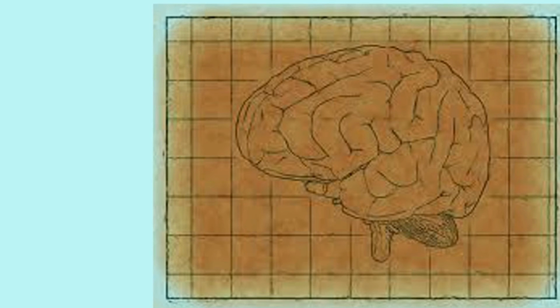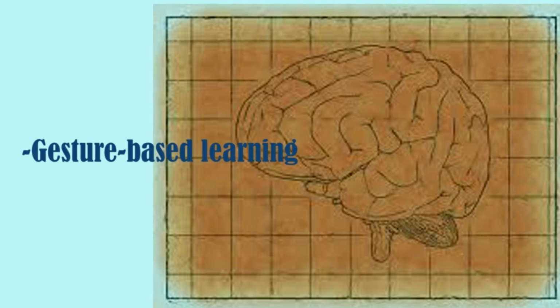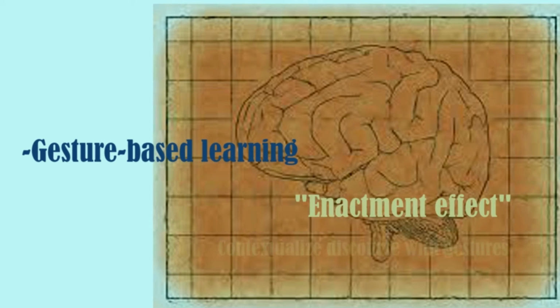Then we have deep encoding, which is engaging in semantically rich processing as opposed to surface-level processing of information. This is also discussed in terms of level of processing theory, Craik and Tulving. Also, we have gesture-based learning, also known as the enactment effect. That is to say, accompanying word learning with contextually appropriate gestures, according to Macedonia.